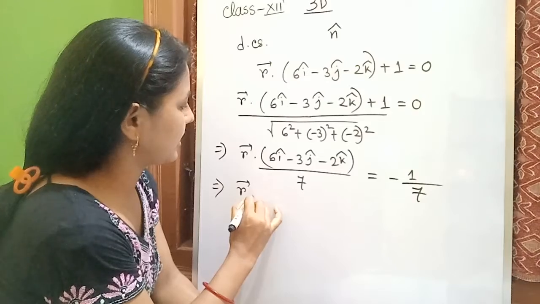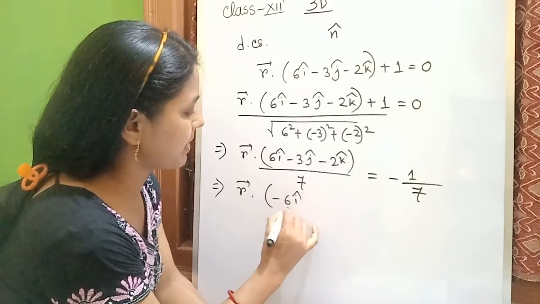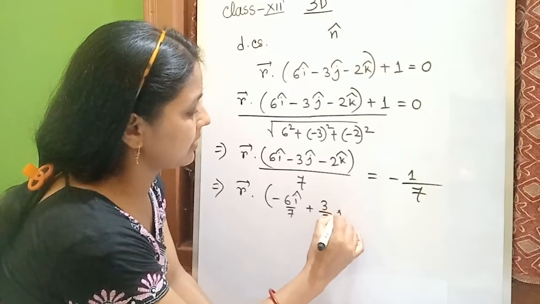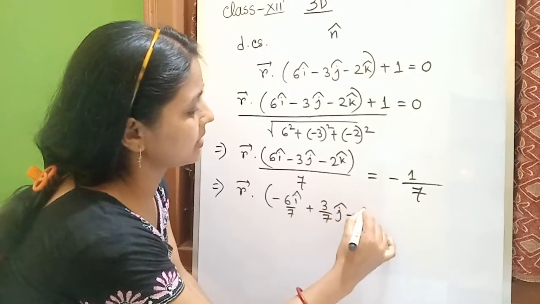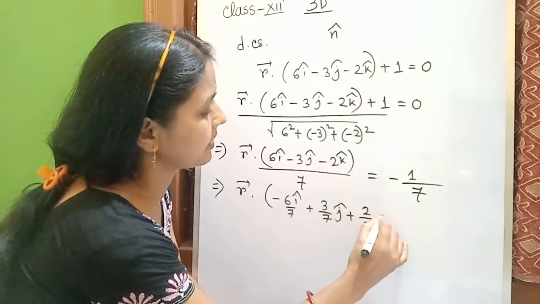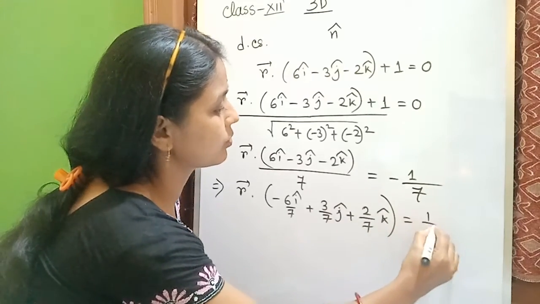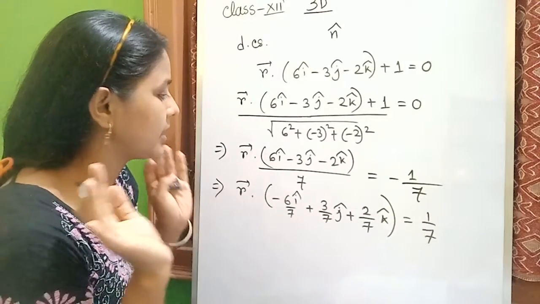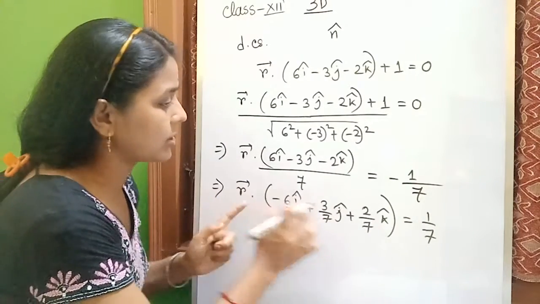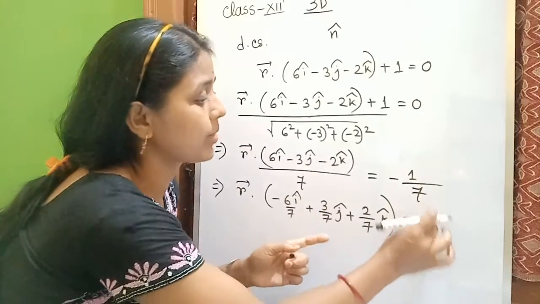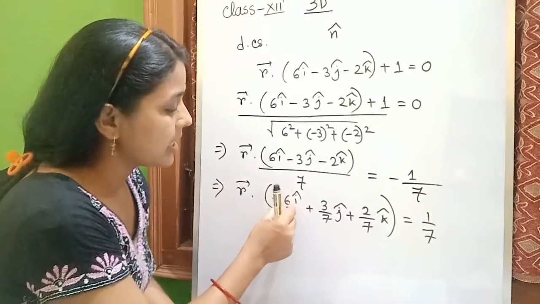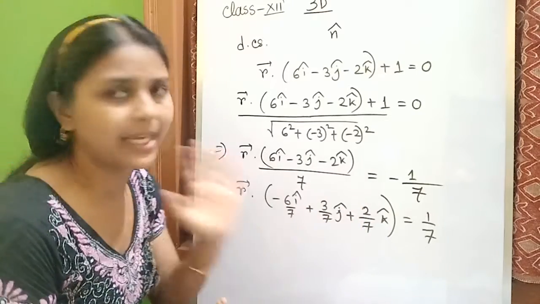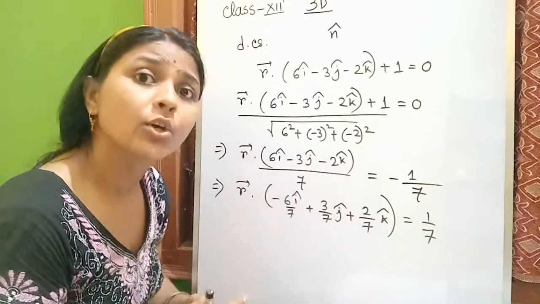Then we can write it like this: minus 6i by 7 plus 3 by 7j plus 2 by 7k is equal to 1 by 7. Now look, the right hand side is positive, so no problem with this. And we have got r dot n cap equals 1 by 7, because now you can check the square of this plus square of this plus square of this will be equal to 1. So this is n cap. That means these are the direction cosines.